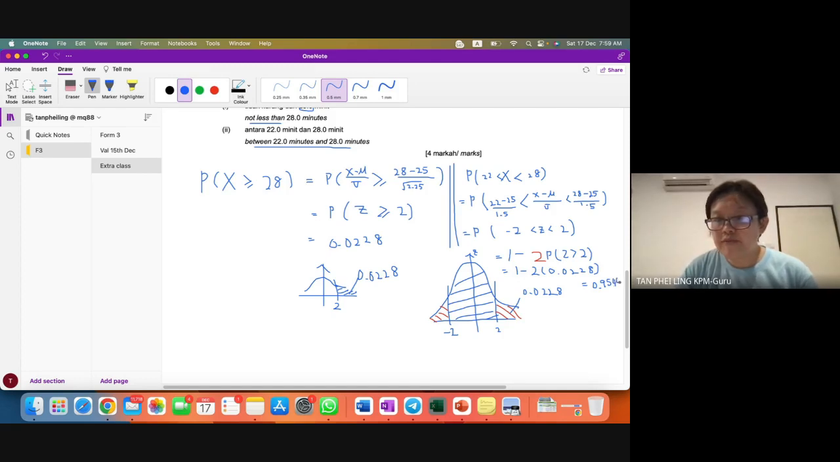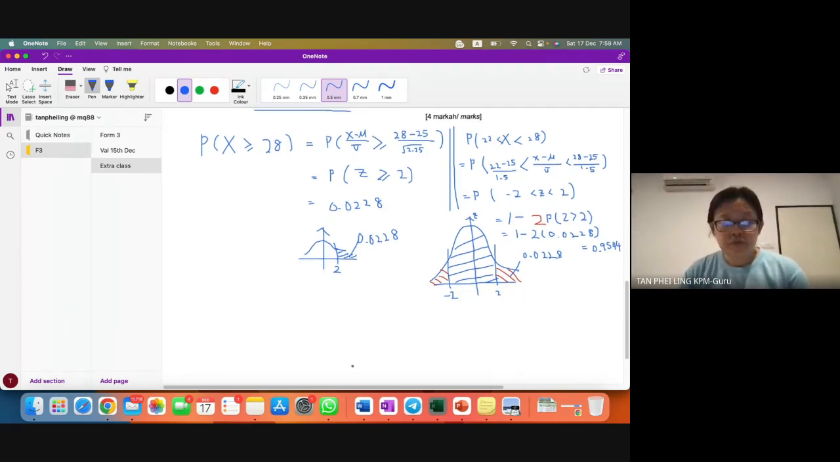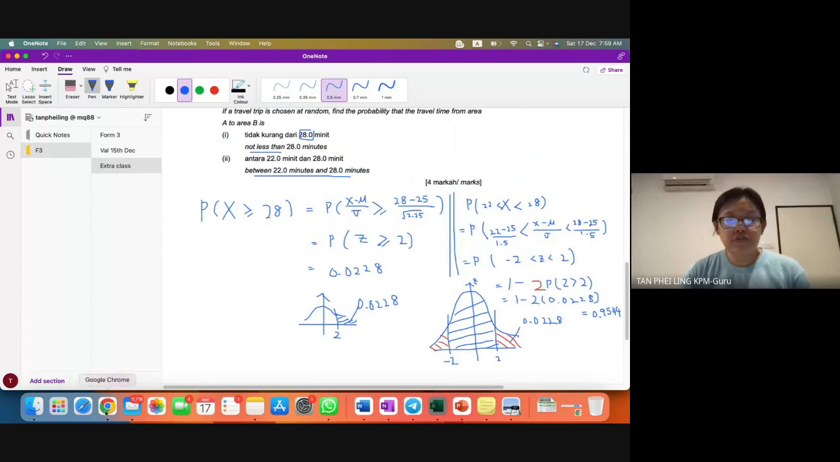Okay, 0.9544. That's it. So this is the solution. Can I see hands if you are okay for this one? The revision for Z score.